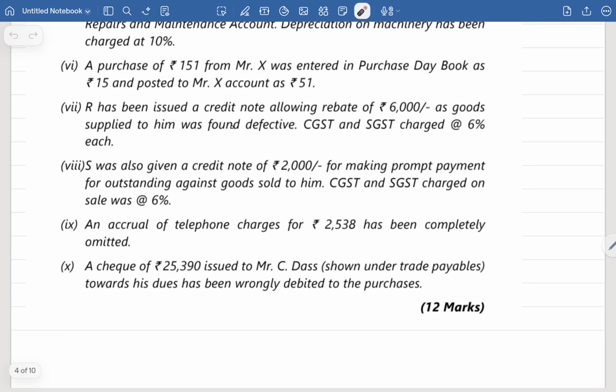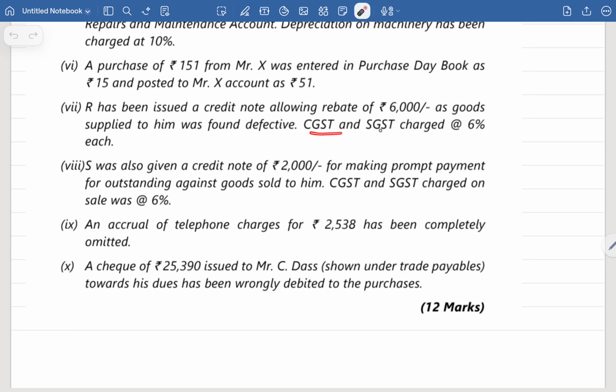R has been issued a credit note. When will we issue the credit note? Whenever there is a sales return, allowing a rebate of rupees 6,000 as goods supplied to him were found defective. So there is no sales return. Here the credit note is given for defective goods. Some of the goods which we have sold to him were found defective.